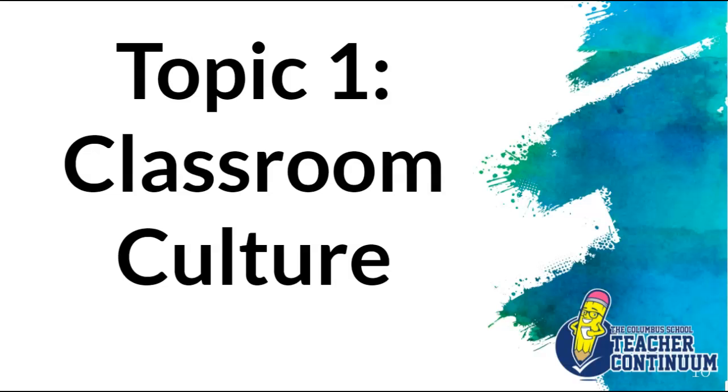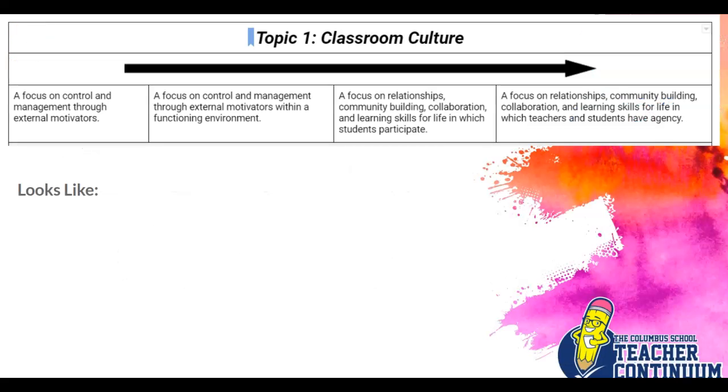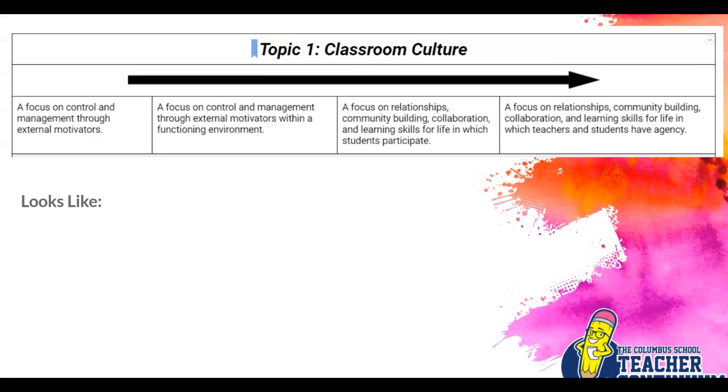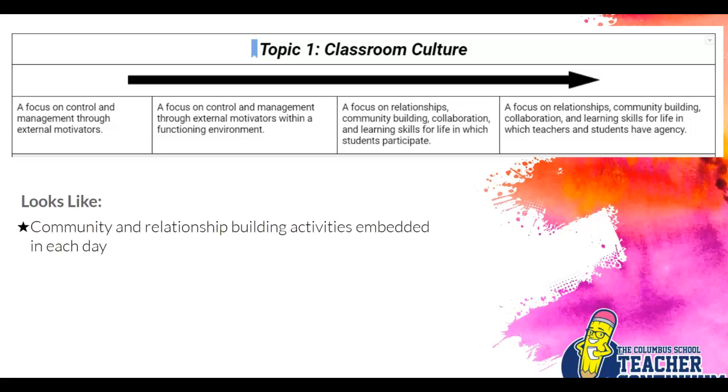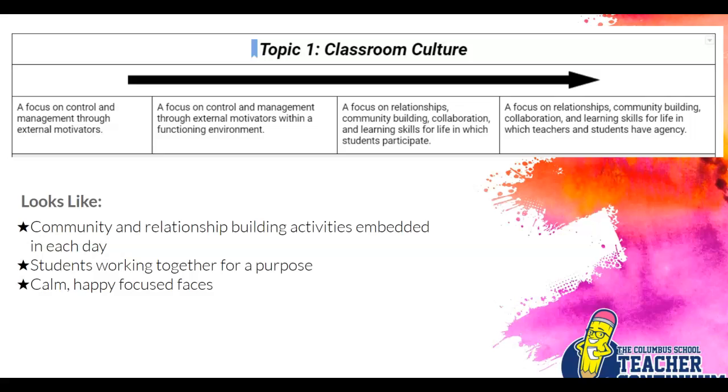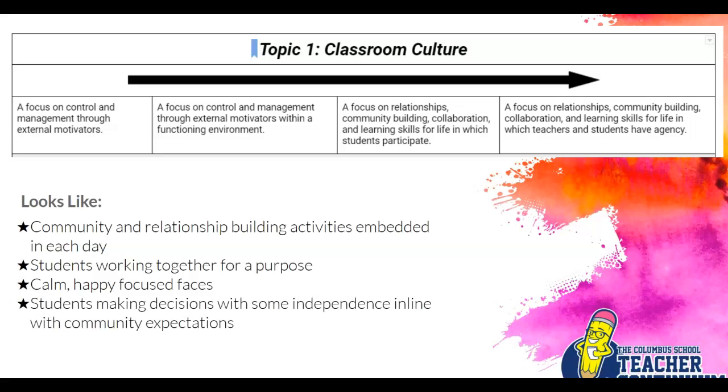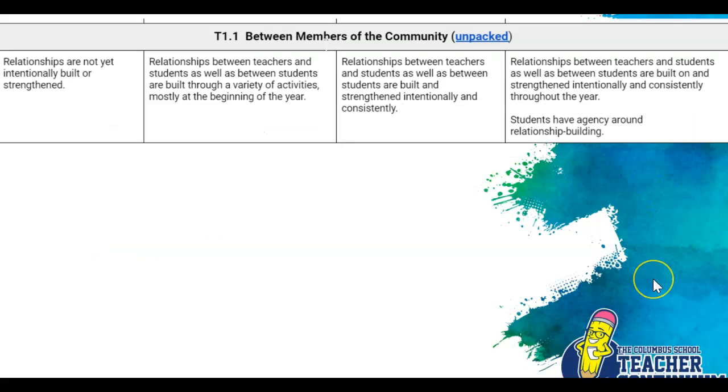Now let's jump into Topic 1, Classroom Culture. Take a moment to look at the overview for Topic 1, Classroom Culture. In a classroom with practices falling towards the right side of the continuum, this might look like community and relationship building activities embedded in each day, students working together for a purpose, calm, happy, focused faces, and students making decisions with some independence in line with community expectations.